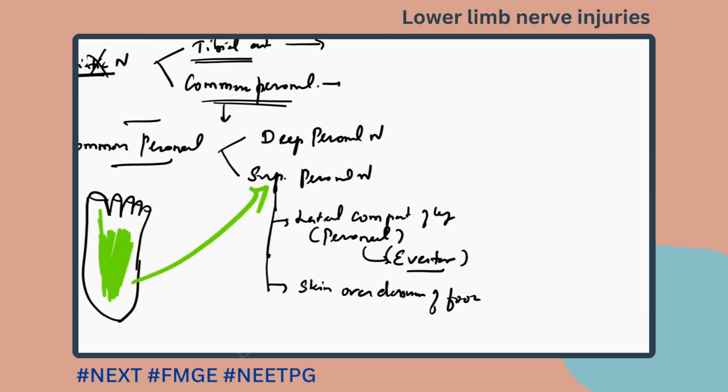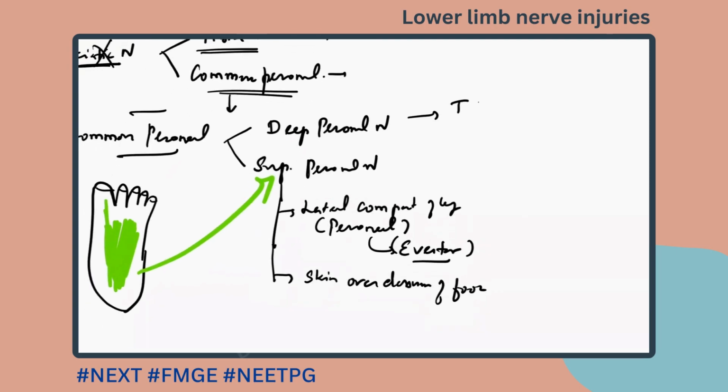The deep peroneal nerve supplies tibialis anterior, extensor hallucis longus, extensor digitorum longus, and peroneus tertius. These are the four muscles which are supplied by the deep peroneal nerve. And this part of the skin, that is the first web space, is supplied by the deep peroneal nerve.